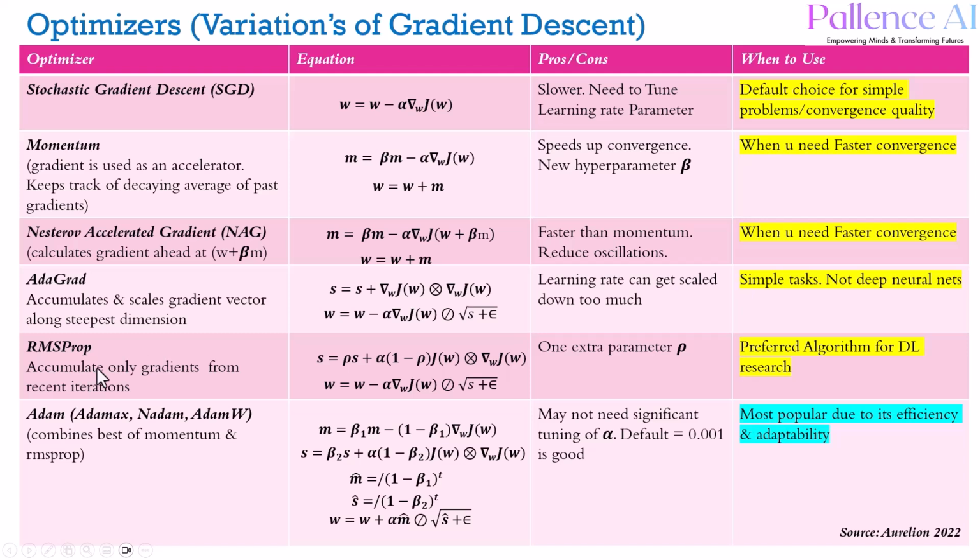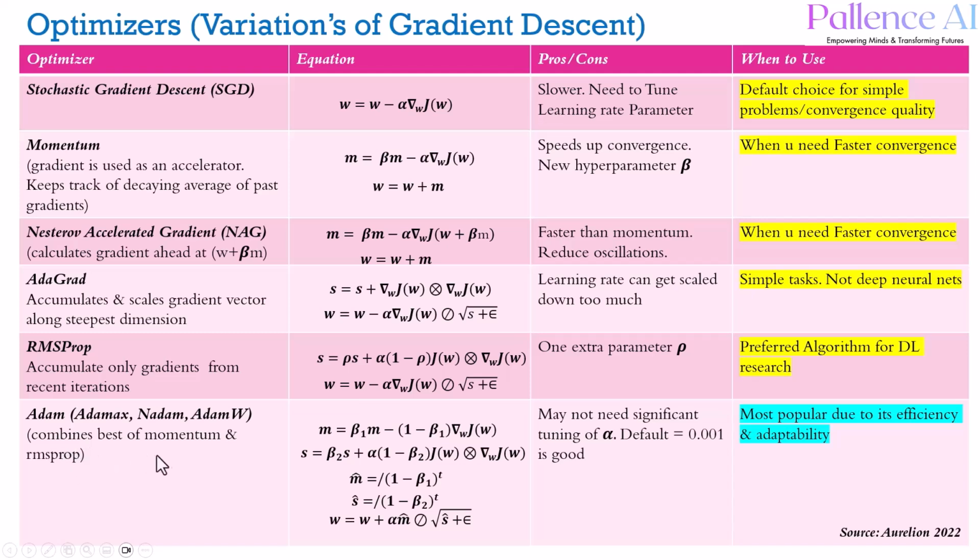Then you have RMSProp. This is also a preferred algorithm for deep learning research. It tries to overcome the limitations of AdaGrad by accumulating only the gradients from recent iterations. It has one extra parameter, rho. But again, RMSProp is one of the preferred algorithms for deep learning research. Many people use it. And then you have Adam.